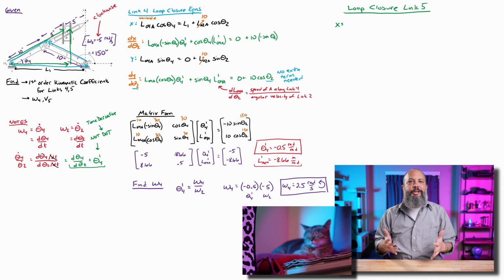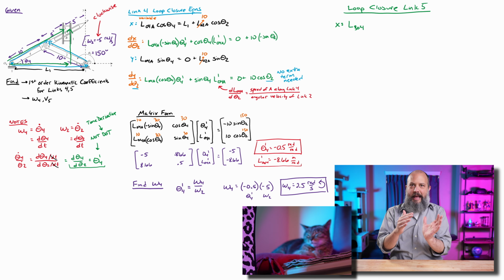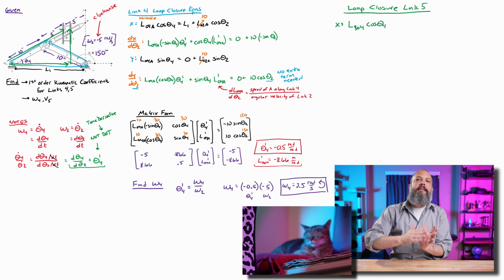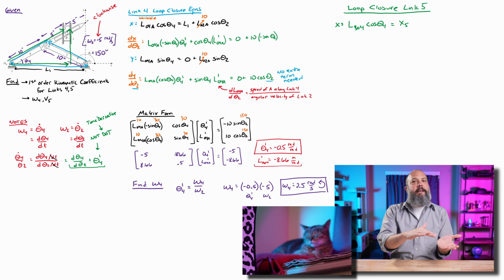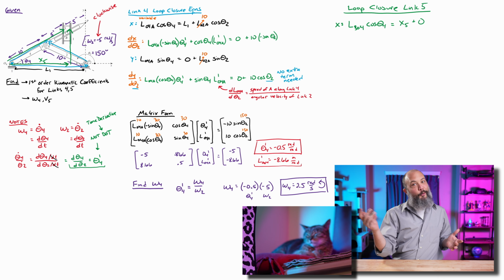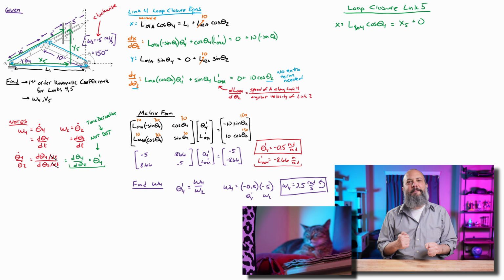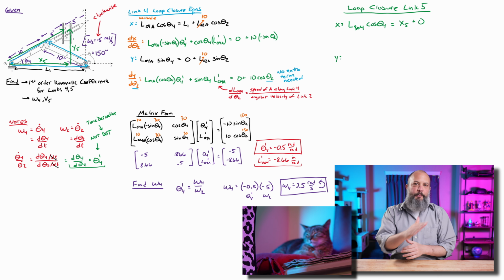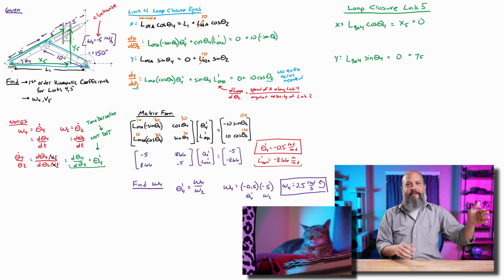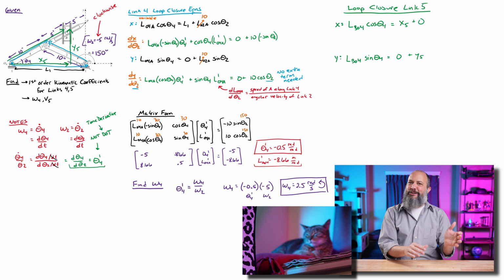So in the x direction, LBO4 times cosine theta 4, right? That's the x component of the diagonal link, is equal to x5, just the horizontal distance, plus 0 because the vertical line is not a horizontal line. And then in the y direction, LBO4 sine theta 4 is the vertical component of the diagonal, equals 0 plus y5. Again, 0 because the x direction term is not a vertical term.